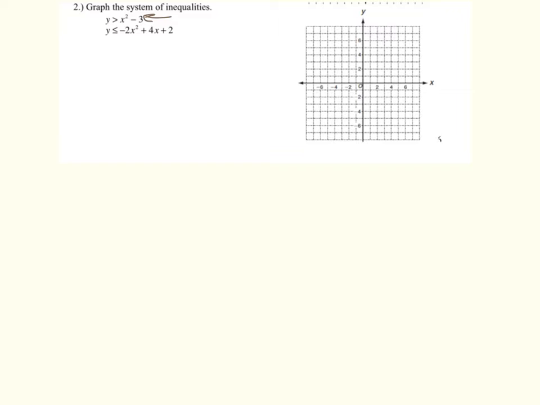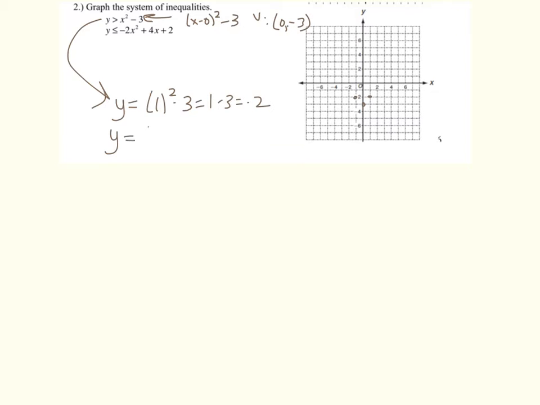is in standard form, but it also doubles as vertex form because I can think of it as x minus 0 squared minus 3. So I know my vertex there is at 0, negative 3. So I'm going to go ahead and plot the point 0, negative 3. And now I need some additional points. So I'm going to plug in 1. I'll get 1, negative 2. And I'll mirror that on the other side of the vertex.